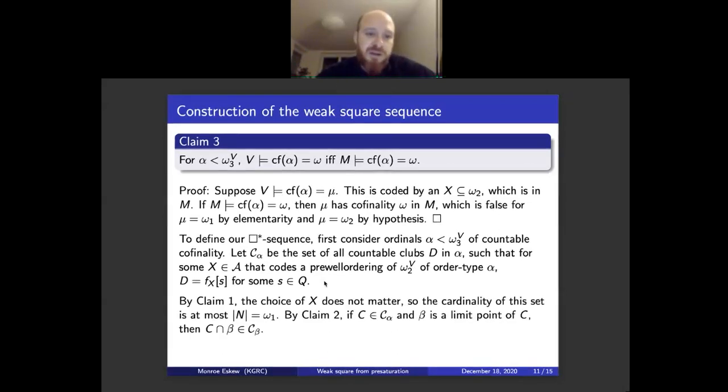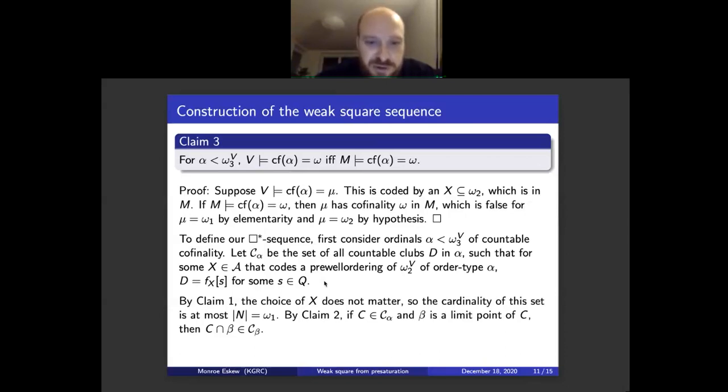Now by claim one, the choice of X does not matter. So we could have picked a different X prime, and we would have gotten the same collection of countable clubs. And so if we pick one X, we get only omega 1 many such countable clubs, and it's the same whatever X we pick. So the cardinality of this set is at most the cardinality of this elementary submodel, omega 1.